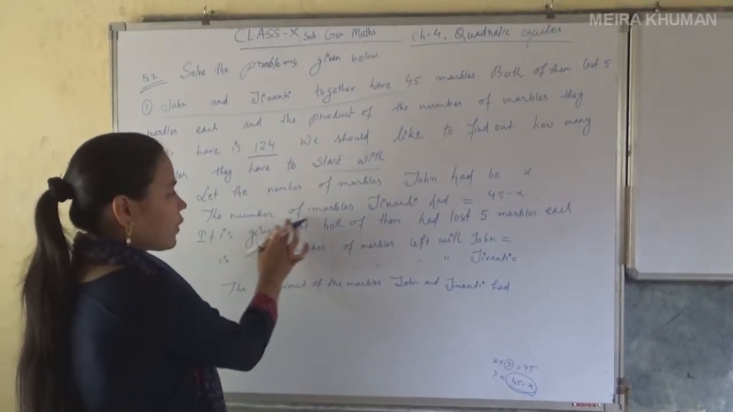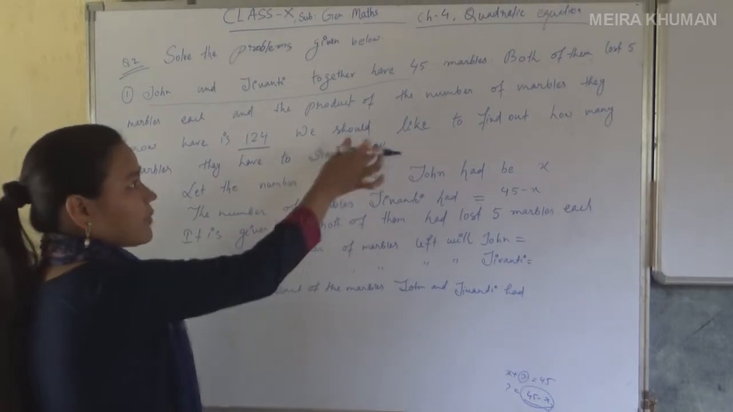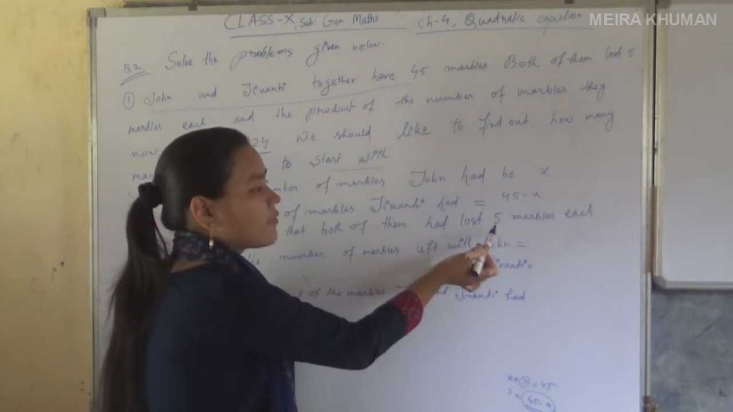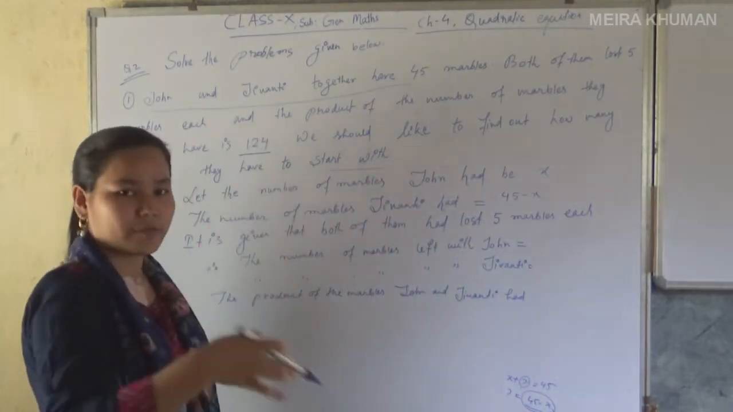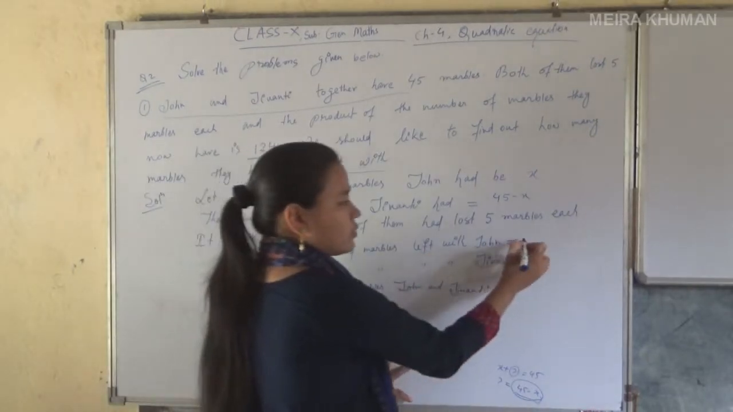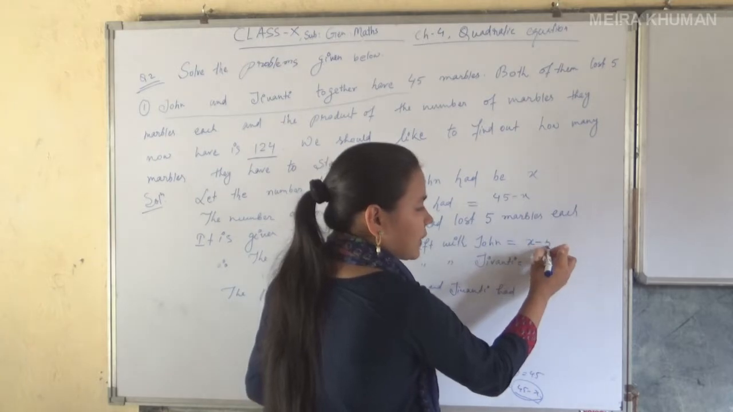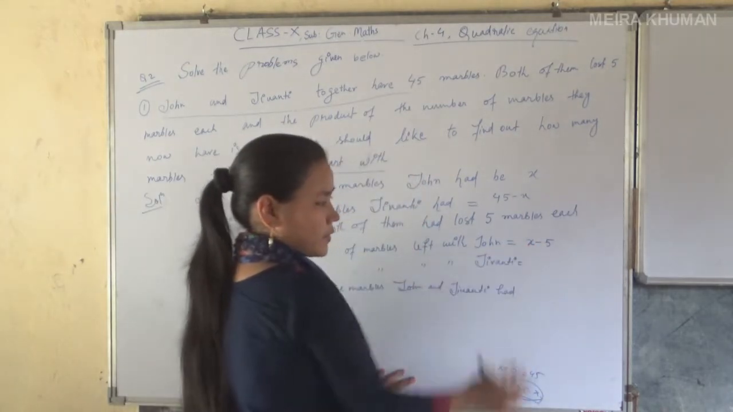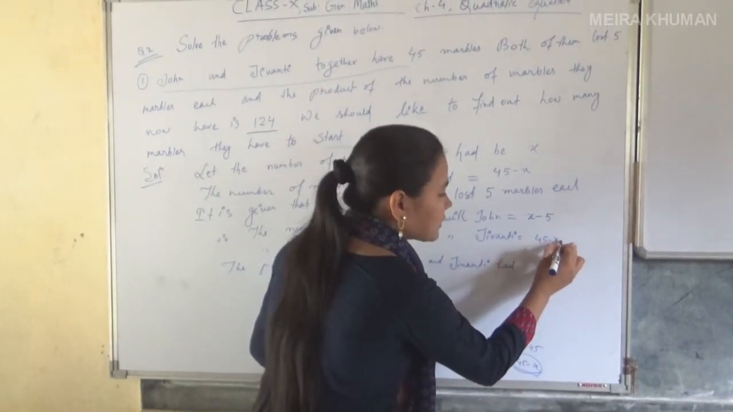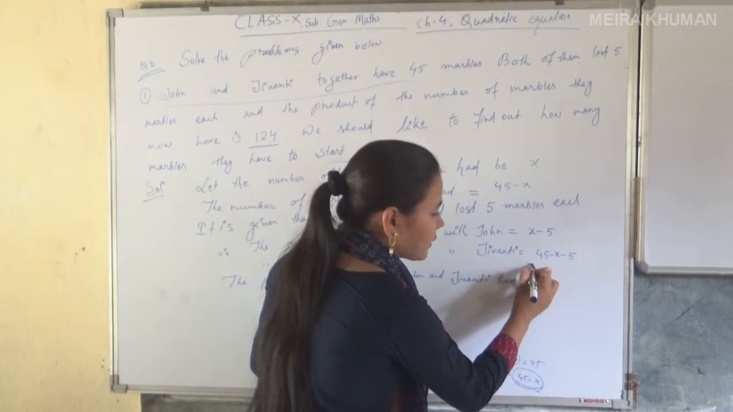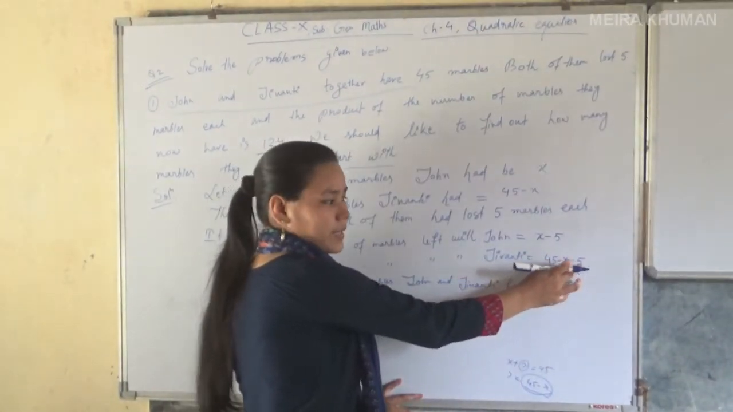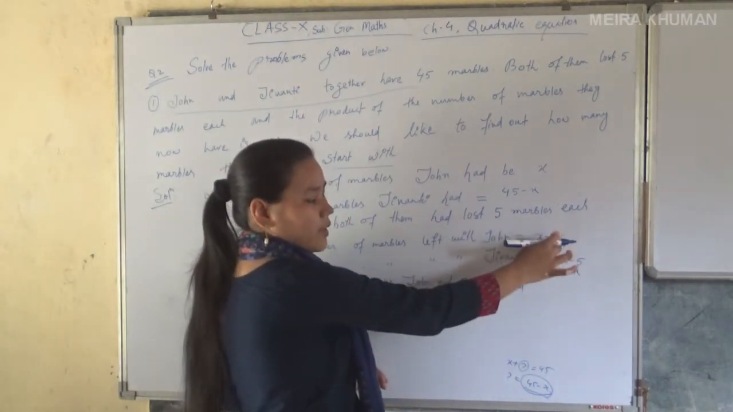Also it is given that both of them lost 5 marbles. So the number of marbles left with John, if he lost 5 marbles, is x minus 5. Then again Jivanti lost 5 marbles: 45 minus x minus 5, so that is 40 minus x. 45 minus x minus 5, because both of them lost 5 marbles.